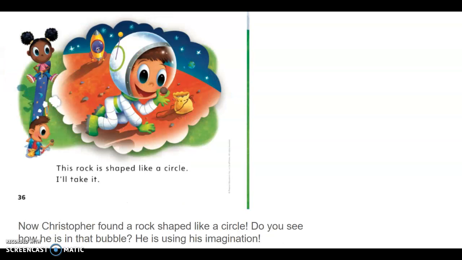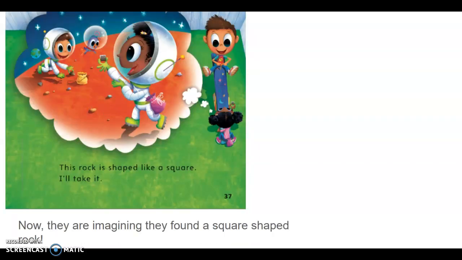This rock is shaped like a circle. I'll take it. Now Christopher found a rock shaped like a circle. Do you see how he is in that bubble? He's using his imagination. This rock is shaped like a square. I'll take it. Now they're imagining they found a square-shaped rock on Mars.